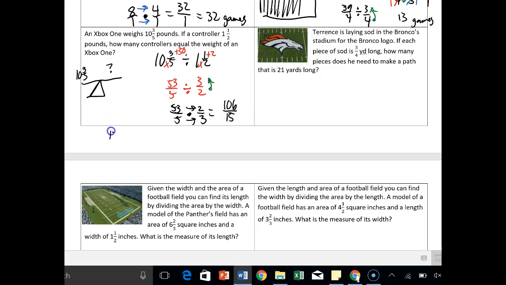And now use a reference sheet. Ask yourself, how many times does 15 go into 106? You put your finger on your reference sheet. You go across until you get to a number that's way too big. So 8 would be too big, so it goes in there 7 times. So 7 times 15 gives you 105 with 1 left over. So you could fit 7 1/15 Xbox controllers for the weight of one Xbox 360 or Xbox One or whatever it is. Sorry. All right, I'm going to put you in charge of that last Bronco one.